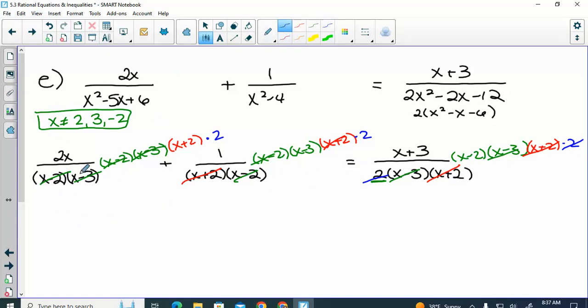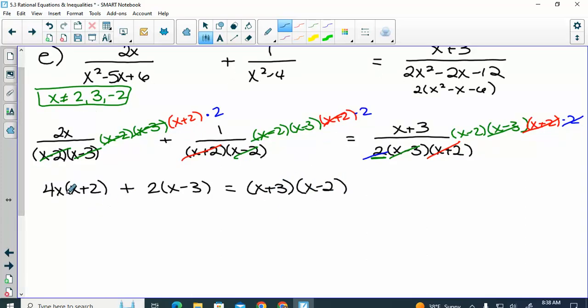So what I'm left with: 2x times 2 is 4x times the x plus 2. 1 times 2 is 2 times the x minus 3. And over here we have x plus 3 times x minus 2. So we distribute.